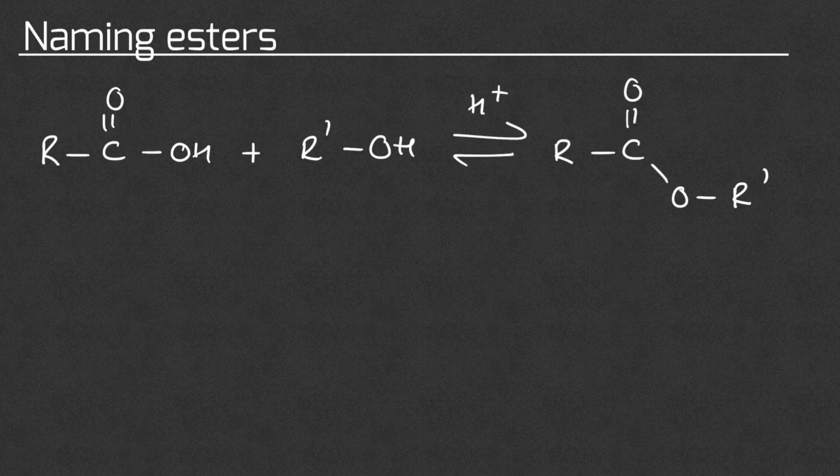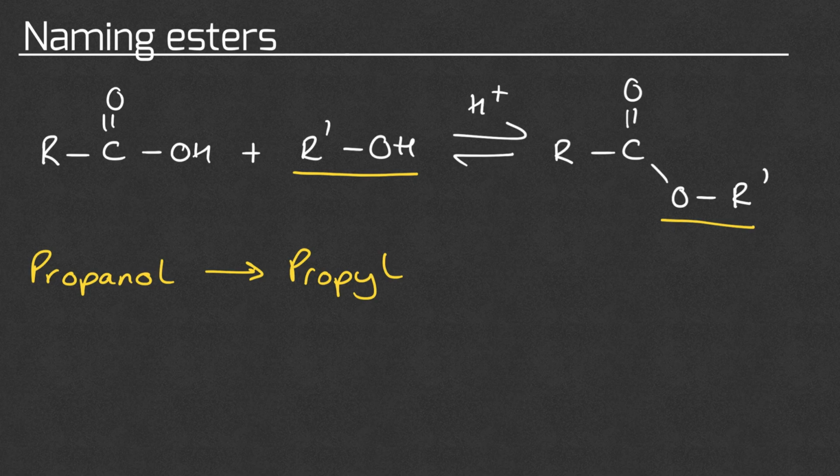An ester is named using parts of the names from the alcohol and the carboxylic acid from which it was formed. The alcohol group gives the first part of the name. This forms what we call the alkyl group of the ester. So for example, if propanol was used, that would give the alkyl group down here the name propyl. If it was methanol, it would be methyl.